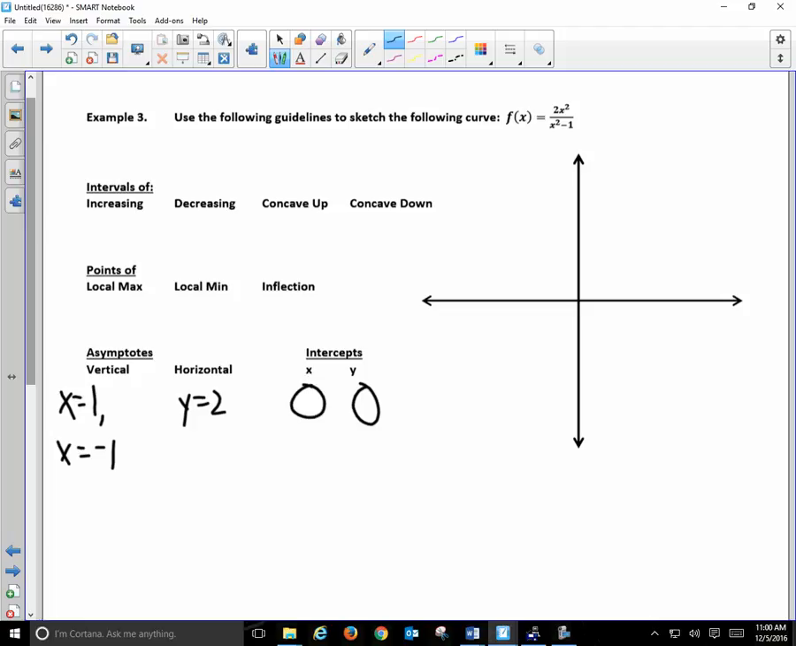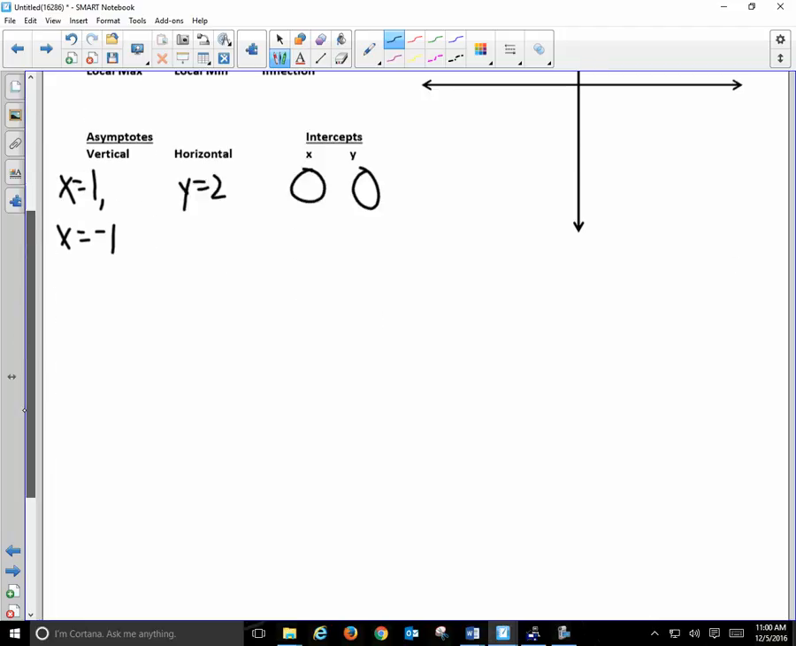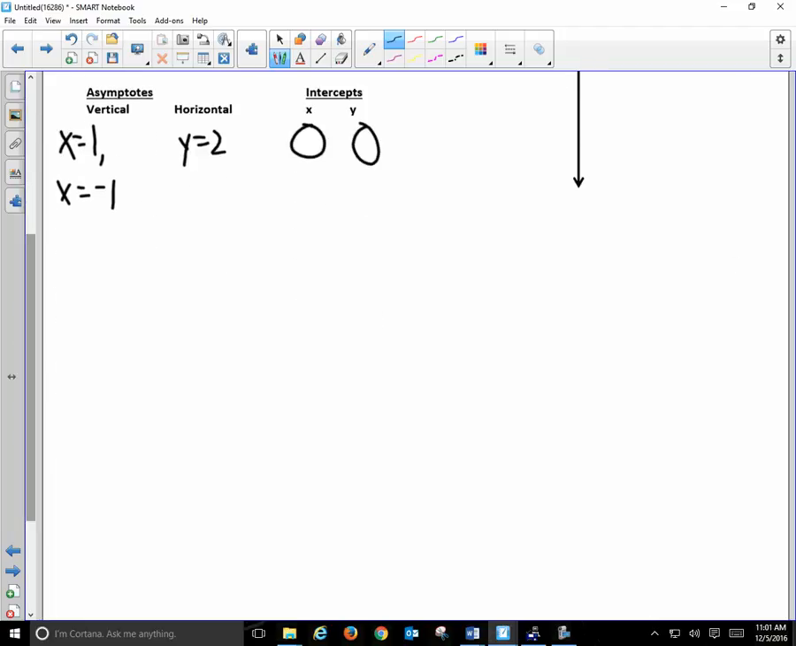Okay, now in order to find the rest of this information, I should really take some derivatives. Okay, so how do I take the first derivative? What rule do I use? Quotient rule. So I take the derivative of the top, which is times the bottom, x squared minus 1.